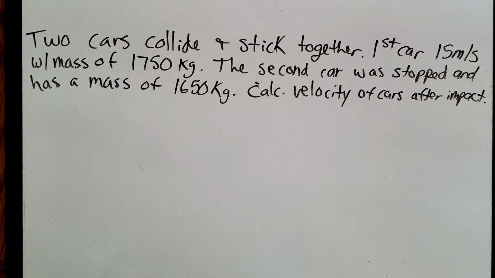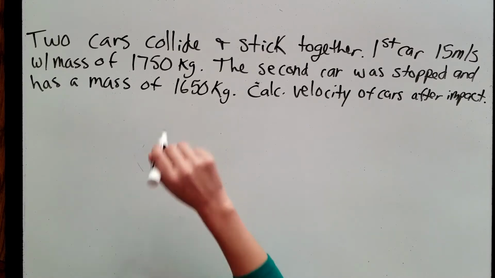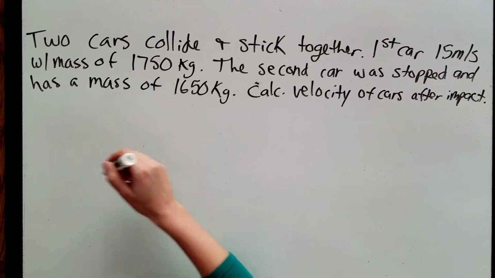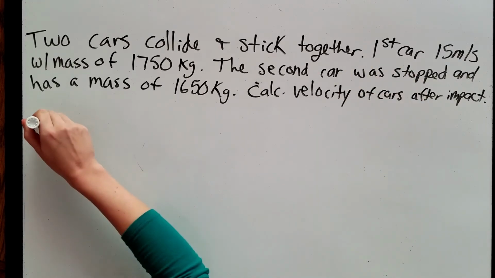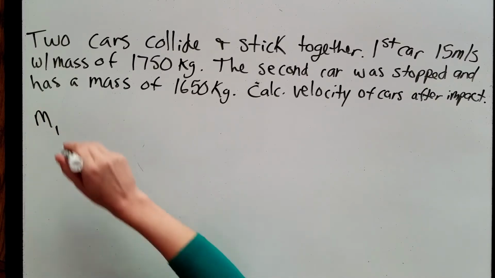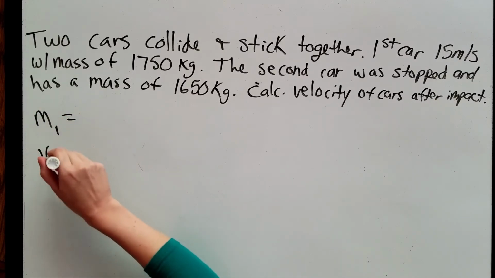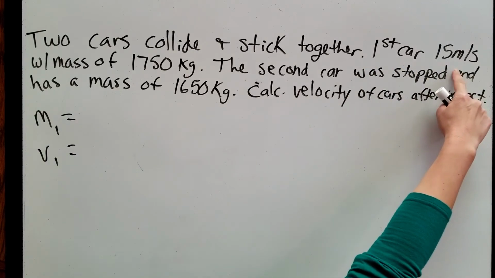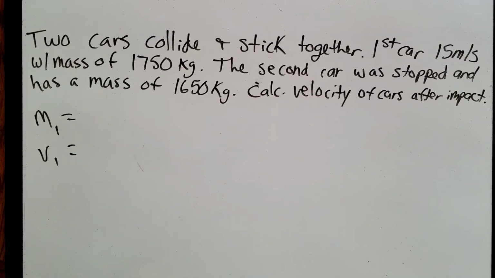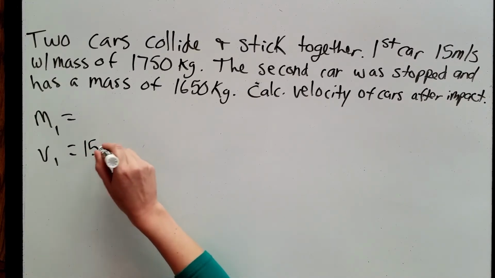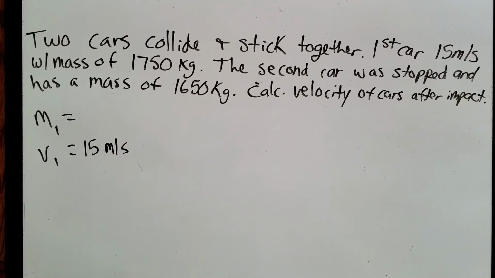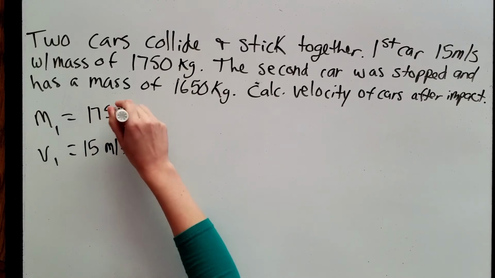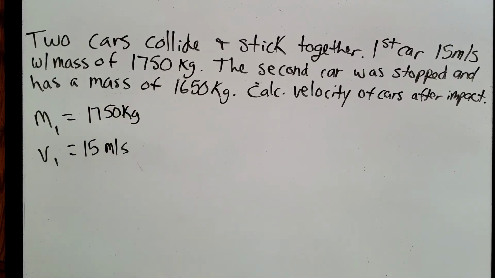All right, so conversions, looking at all the numbers present, I do not need to convert anything, so that step's already done. Okay, the first car, so I'm going to label it M1, and then V1. So that first car is 15 meters per second. So is that the mass or is that the velocity? Meters per second is your hint there. That is a velocity. Mass of that first car is 1750.